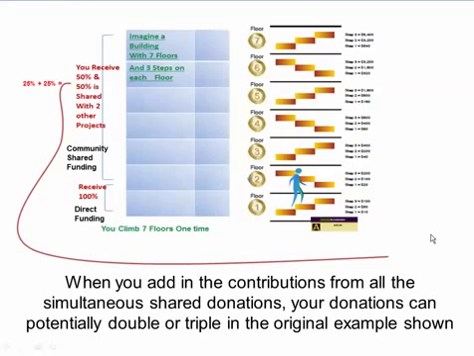When you add in the contributions from all the simultaneously shared donations, your donations can potentially double or triple the original example that we were showing back when you were looking at the numbers. And notice here again, when we did the first chart going up the stairway, we were only talking about the primary donation, this first 50%. Now we're talking about the second 50%, which are 2 25% donations. When you add that into the formula that you were looking at earlier, it can literally double or triple the donations that you receive for your project.